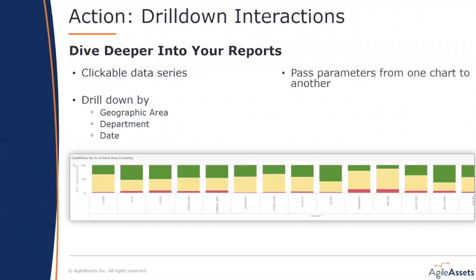This all works by passing a filter parameter from one level to the next. So here I click on a district name, and then it looks at my list of counties that share that district name. So this allows you to easily find, view, and extract information that previously would have required multiple reports.